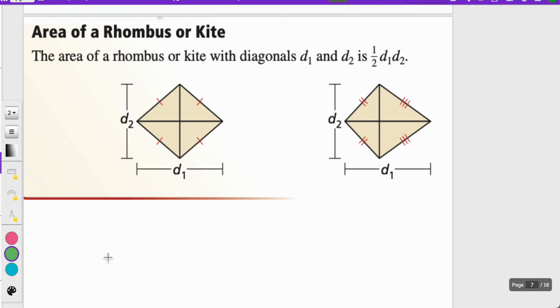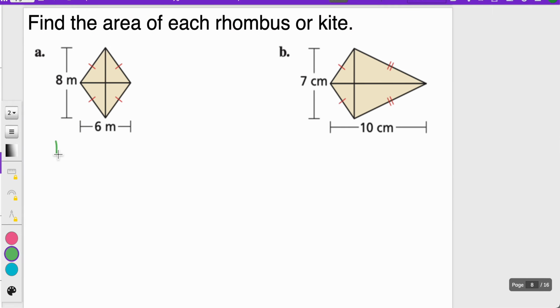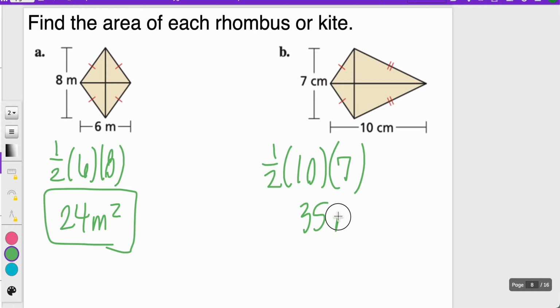First thing is we're going to start off real easy. The area of a rhombus or kite with diagonals d1 and d2 is 1/2 times d1 times d2, okay? We say these are diagonals, not bases and heights, because it's a rhombus and a kite. So again, area can be found by doing 1/2 d1 times d2. So we're going to try that here. For letter A, I would take 1/2 times 6 times 8, and I get 24 meters squared. For letter B, 1/2 times 10 times 7, I get 35 centimeters squared, okay?